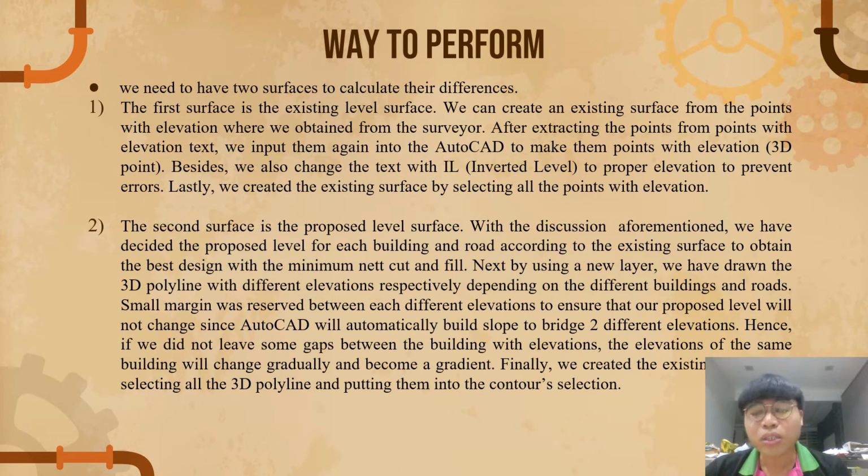The second surface is the proposed level surface. With the discussion a moment ago, we have decided the proposed level for each building and route according to the existing surface, to obtain the best design with the minimum net cut and fill.